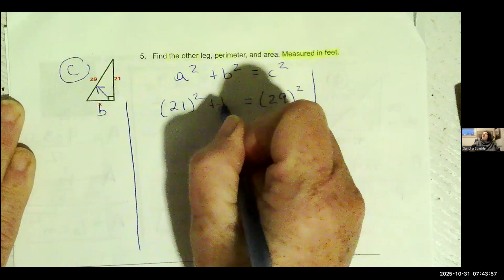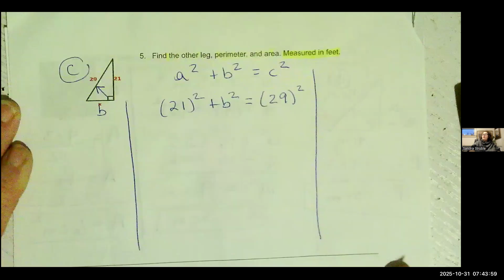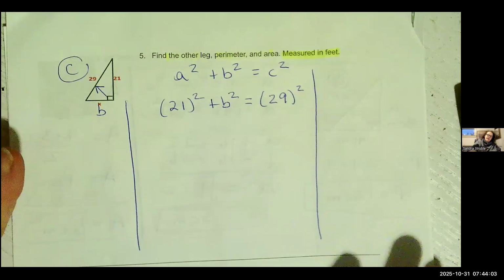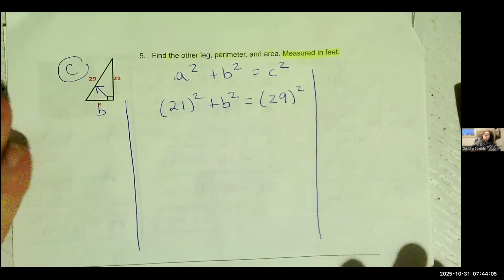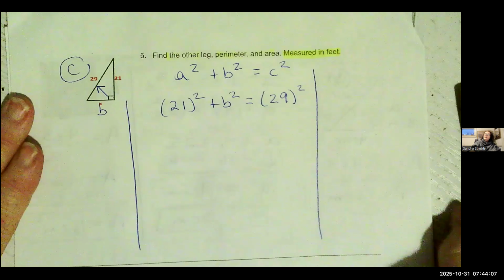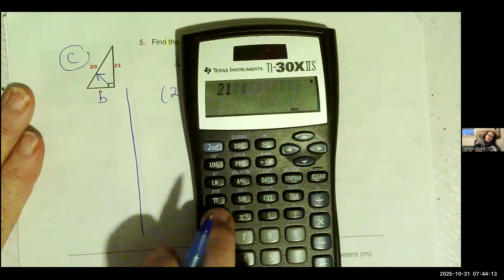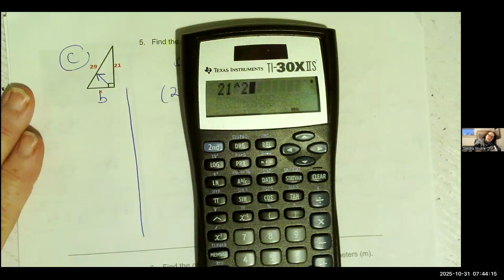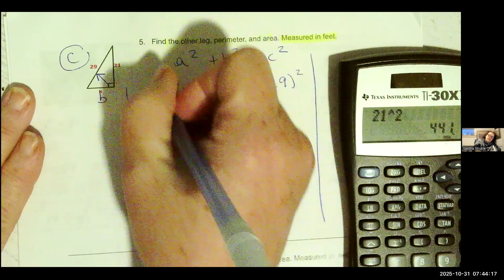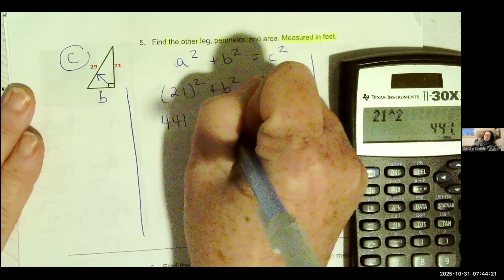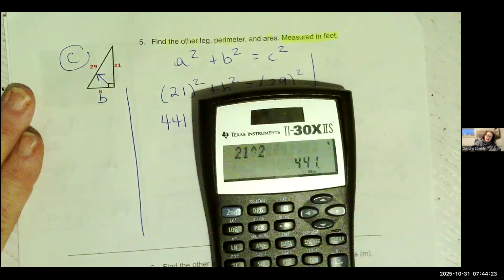Okay, before you do anything, you need to square your 21 and your 29. So squaring your 21 is 21 times 21, or 21 caret 2 equals 441. Don't freak out by the big numbers. And then 29 squared is 29 times 29, or 29 caret 2 equals.